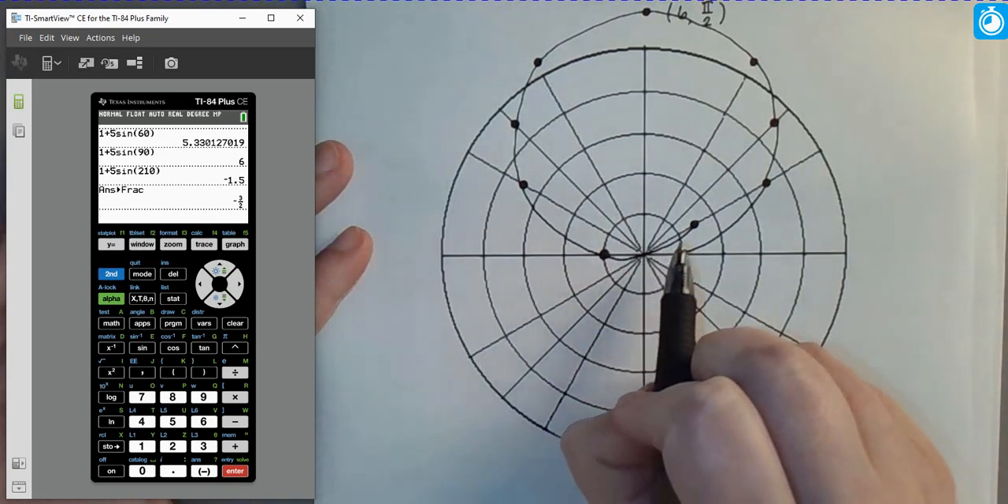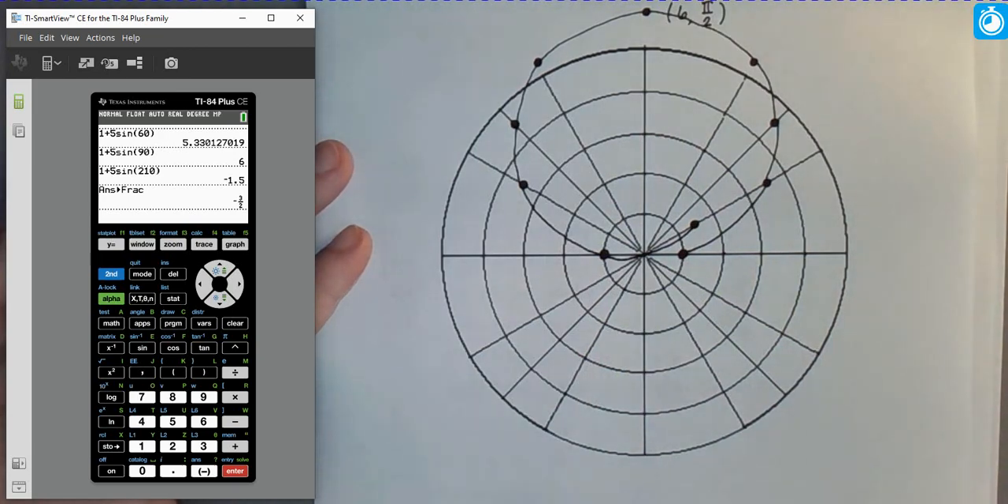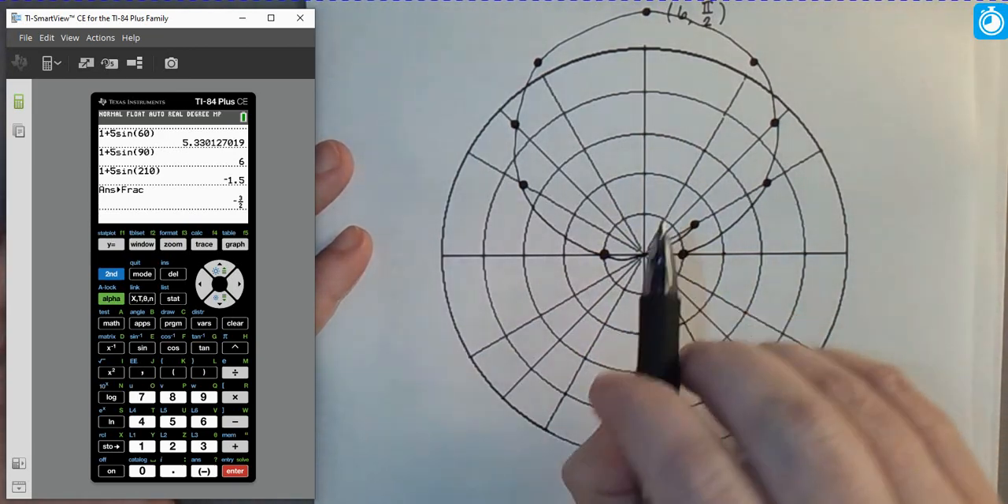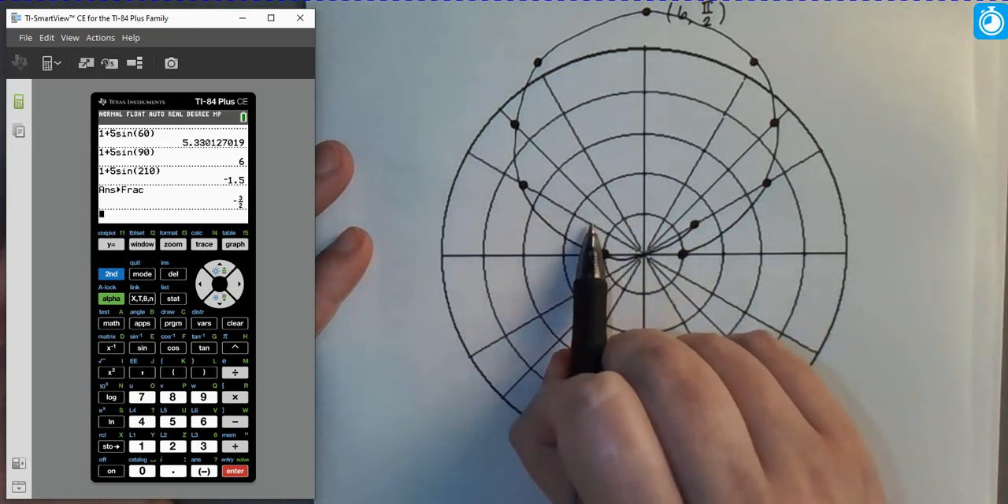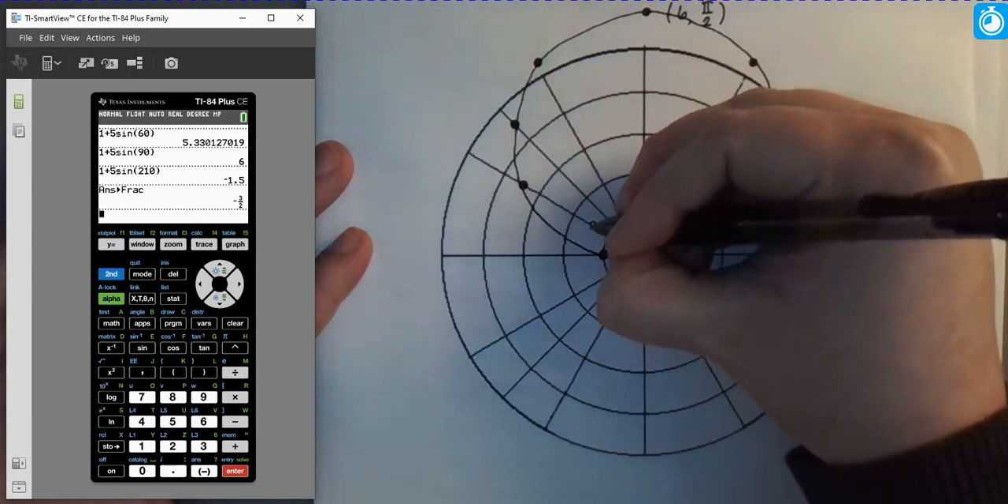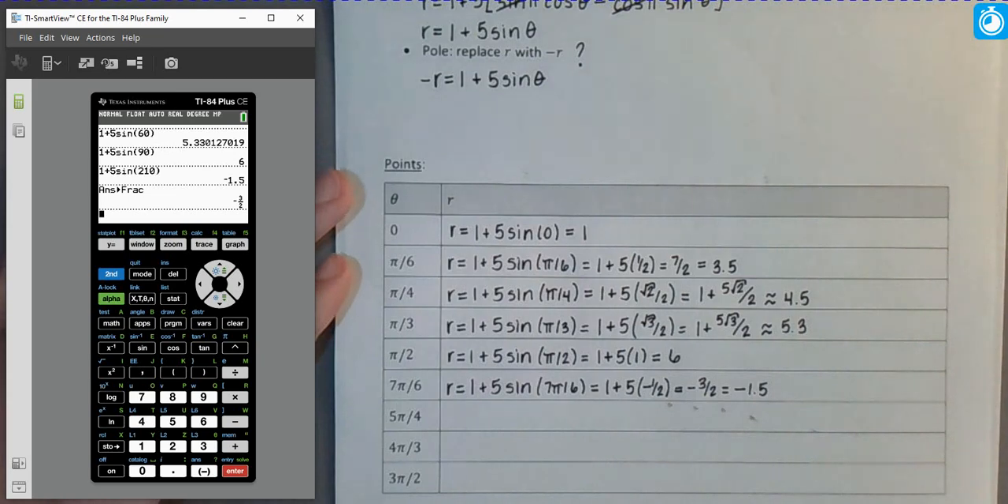So already we can see that this graph is kind of looping in on itself, which is going to be related to what we call this graph. We'll talk about that in just a minute. Now again, I can use my symmetry. So there's a point on the right, there has to be a matching point on the left, which would be right over here.